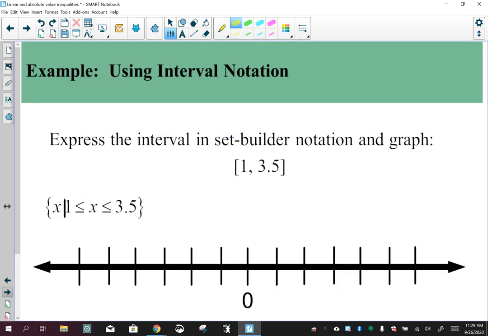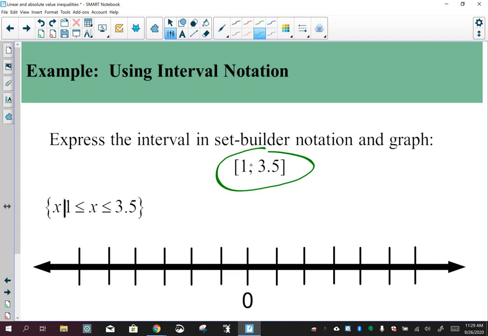So use interval notation to express the interval in set builder notation and graphs. So when I'm looking at this in set builder notation, here's the interval in question. They're asking me, this is my problem here. I want to take this, and I'm going to turn it into this.